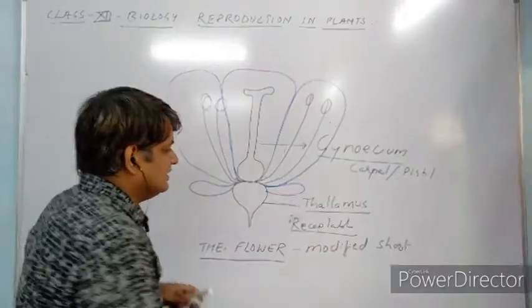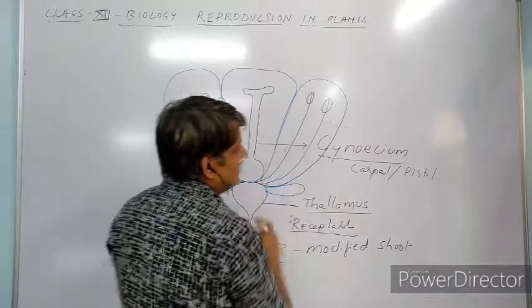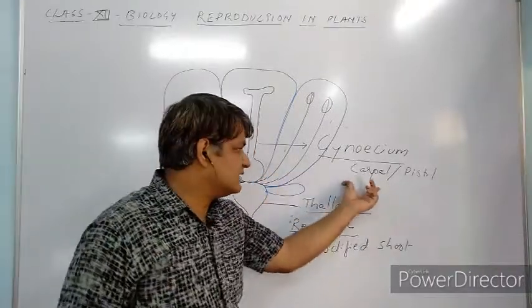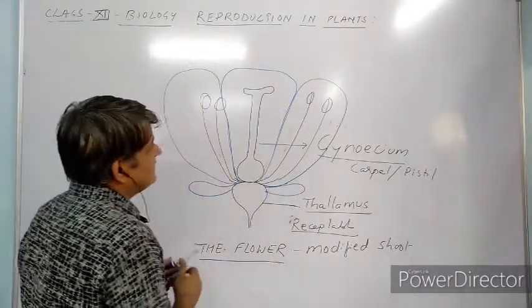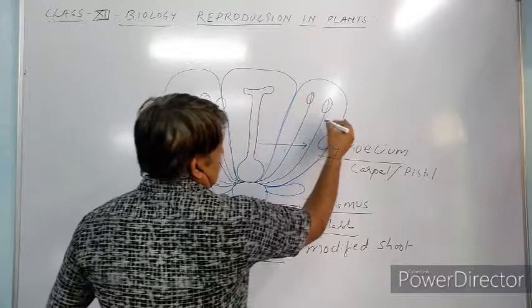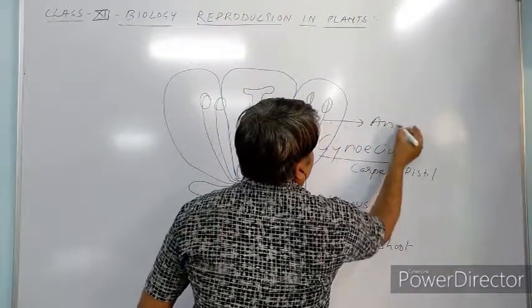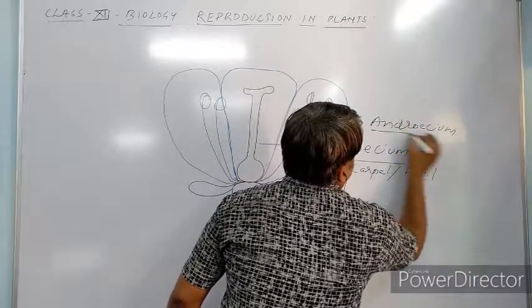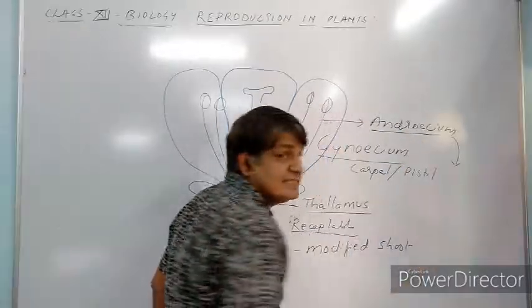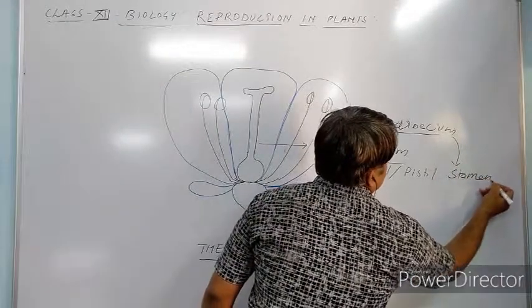Now this one is thalamus. Here this represents the gynoecium. The individual unit in it is known as carpel, or we can say pistil. Now these are thread-like structures and these are known as androecium. The individual unit of androecium is known as stamen.